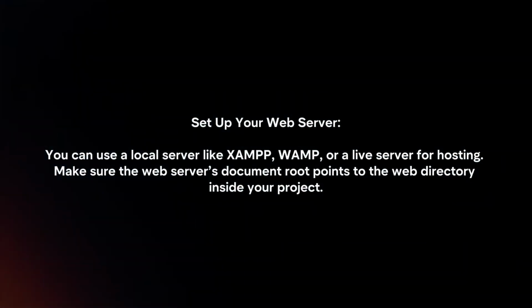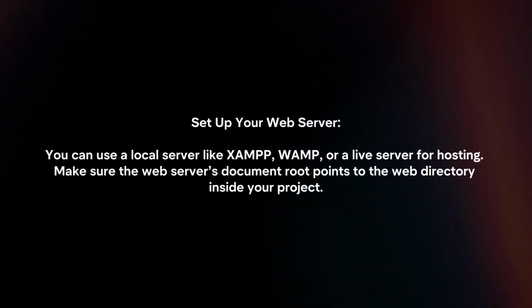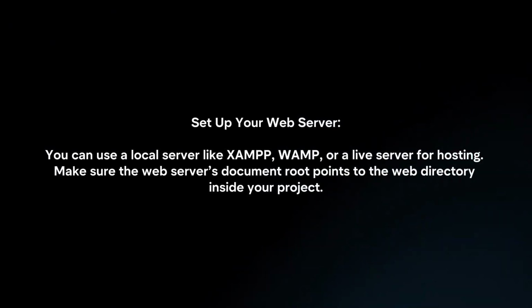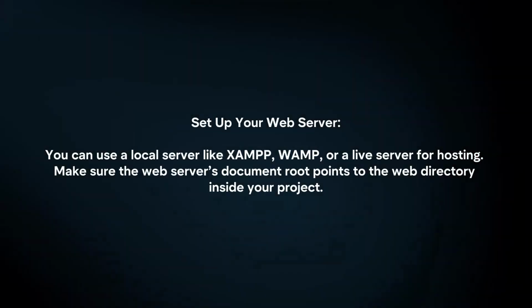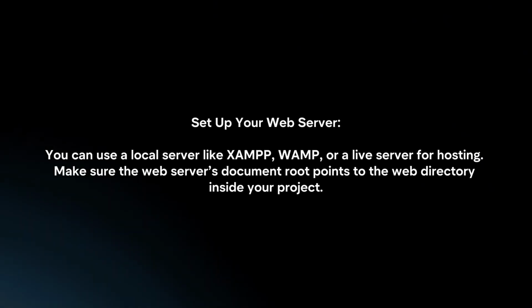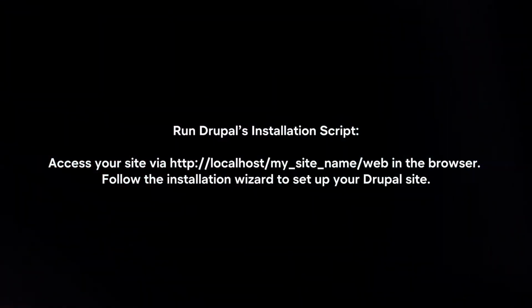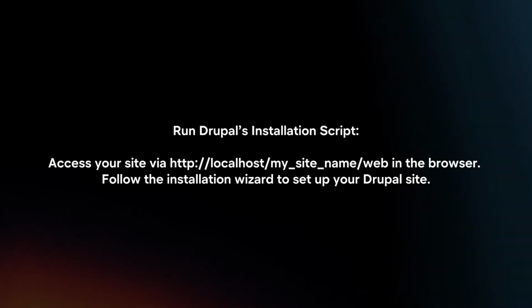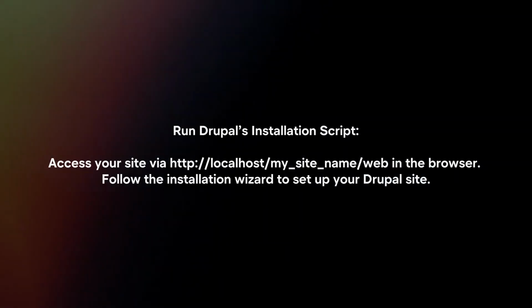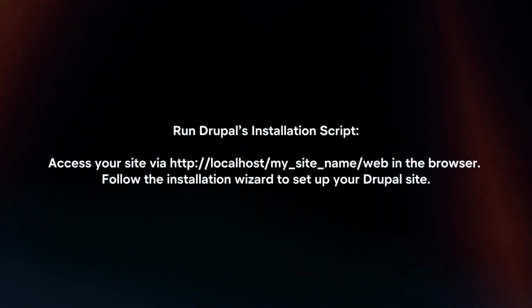Set up your web server. You can use a local server like XAMPP, WAMP, or a live server for hosting. Make sure the web server's document root points to the web directory inside your project. Run Drupal's installation script. Access your site via the following link in the browser. Follow the installation wizard to set up your Drupal site.